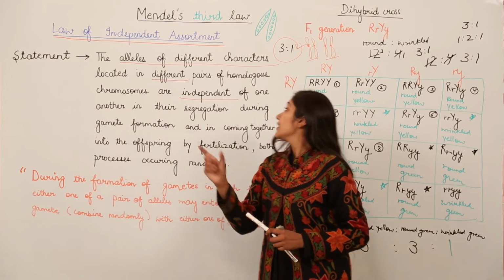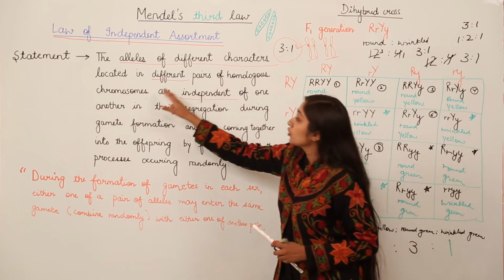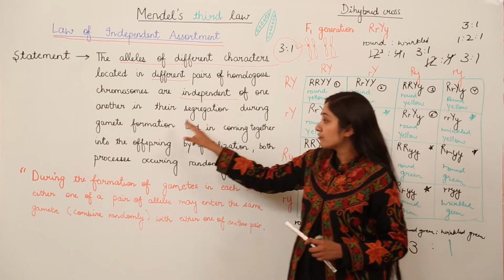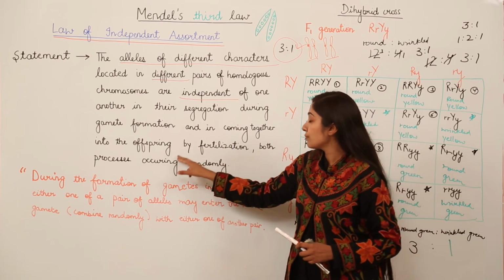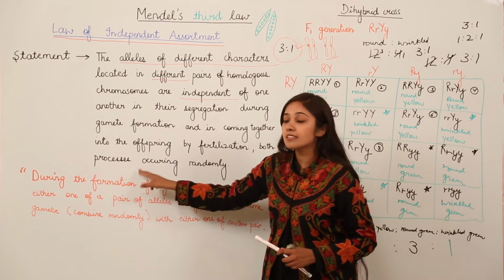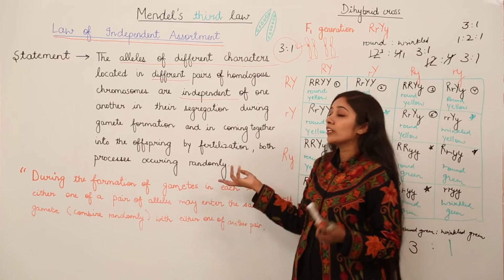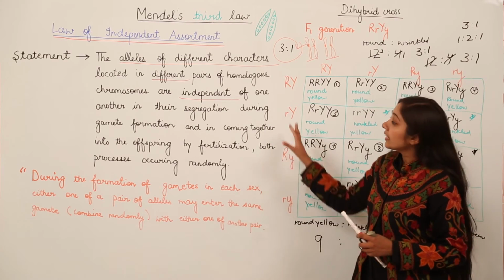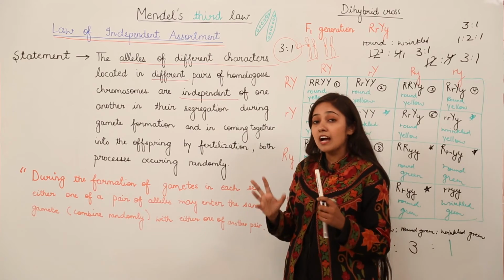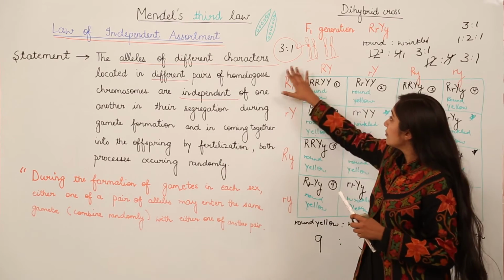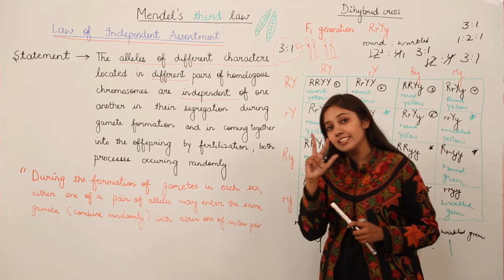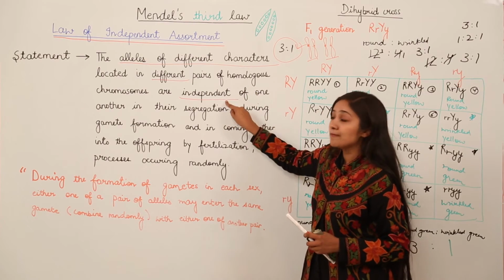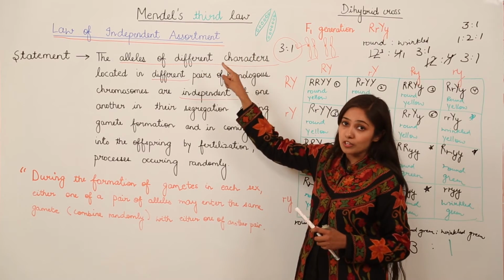each other. Okay, so the chromosomes are independent of one another in their segregation during gamete formation and in coming together into the offspring by fertilization, both processes occurring randomly. So whenever they segregate, whenever they come into the zygote after fertilization, they are independent of one another. If we have 2-3 characteristic traits on different chromosomes, they are not going to affect each other because they are going to be independent. This is the key point in this law of independent assortment.